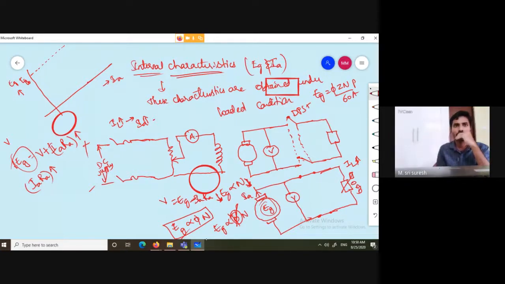Now we will see, if the load current is increased, what happens to IA? IA value will increase. If IA is increased, what happens to EG? EG will decrease. So from this graph, if I increase the current from this maximum point, what happens to the EG value? EG value will decrease. This drop is mainly due to the armature reaction drop. We will see about the armature reaction drop.